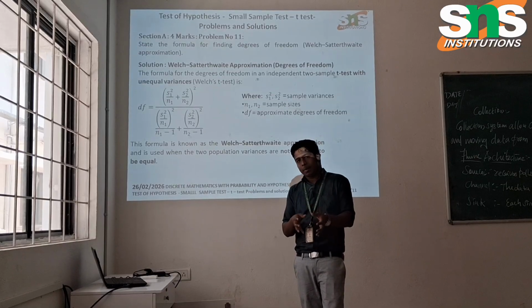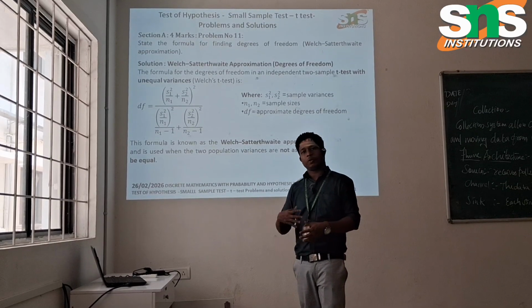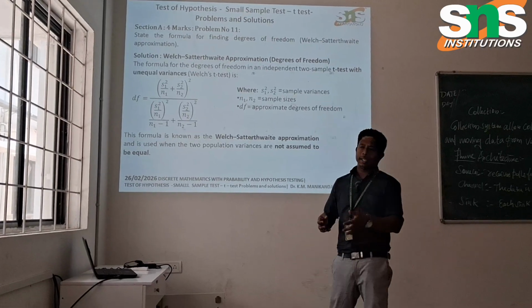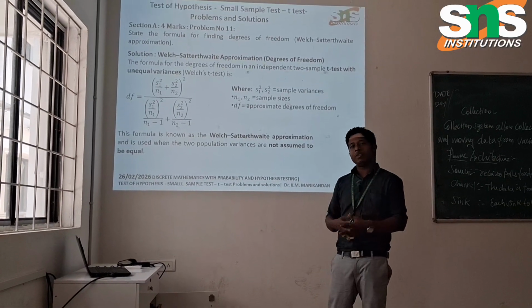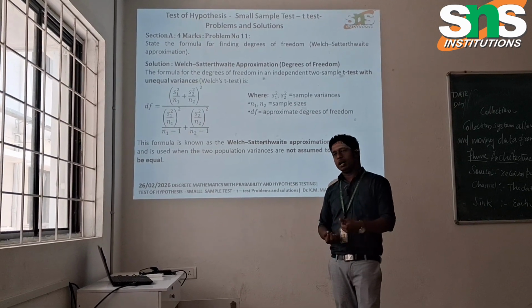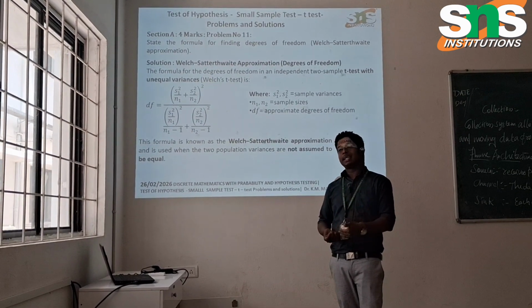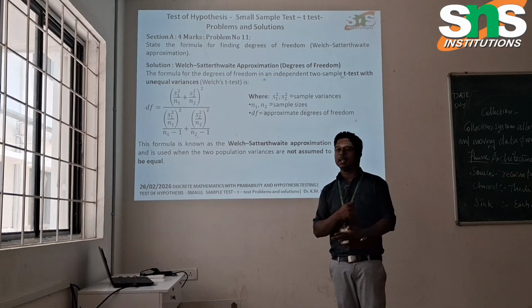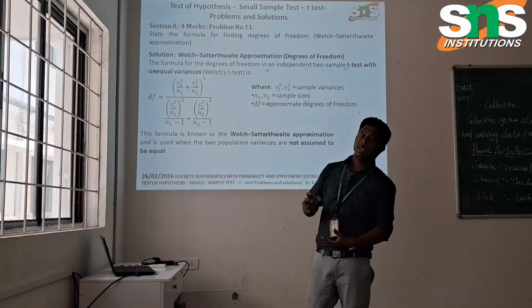Normally, we accept the null hypothesis when the value we calculate is less than the table value. If the calculated value is greater than the table value, then we reject the null hypothesis. So that is the idea.